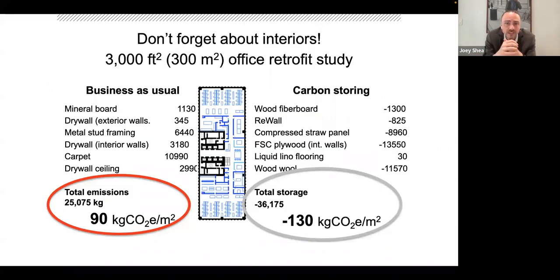Another example on just the interiors side: the business as usual material renovation process for a 3,000 square foot space is responsible for a big chunk of emissions going into the air, even on a per meter squared basis. You can look at reclaimed material, carbon storing material, natural material for interior fit outs and get to a total net carbon storage, even on interior fit out as well. Again, challenging our concept of what design can do, how much of a benefit can we actually be responsible for when it comes to climate.